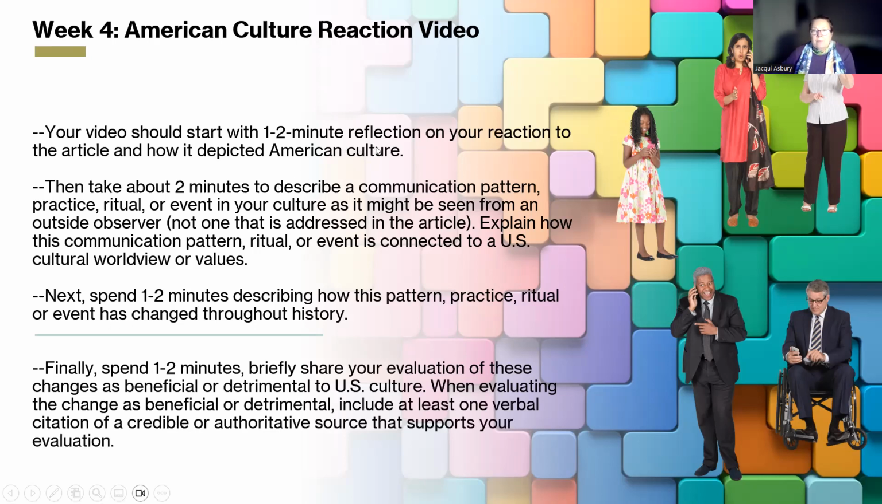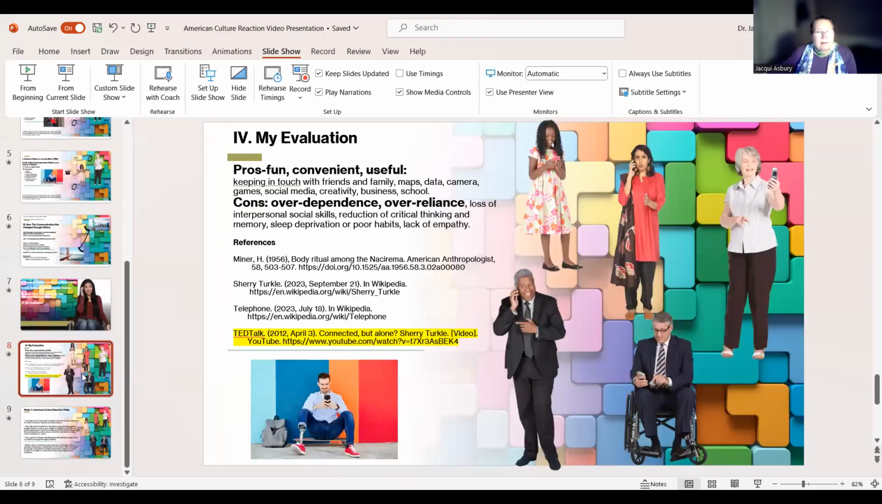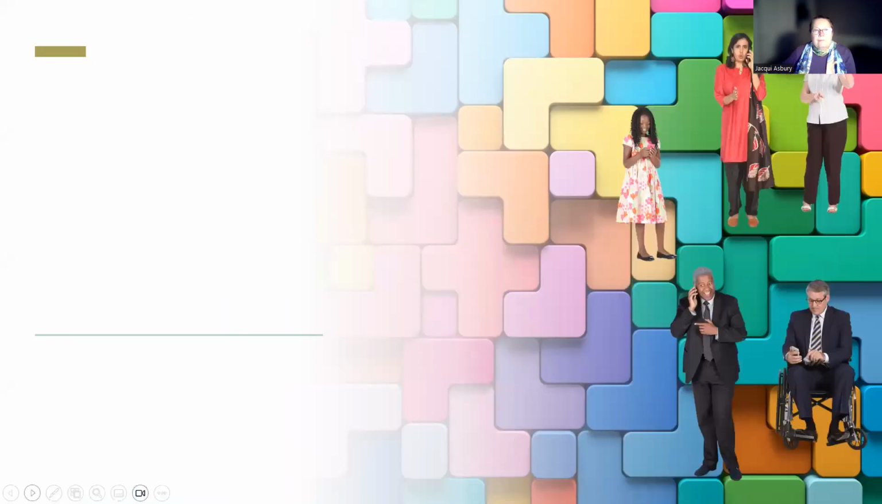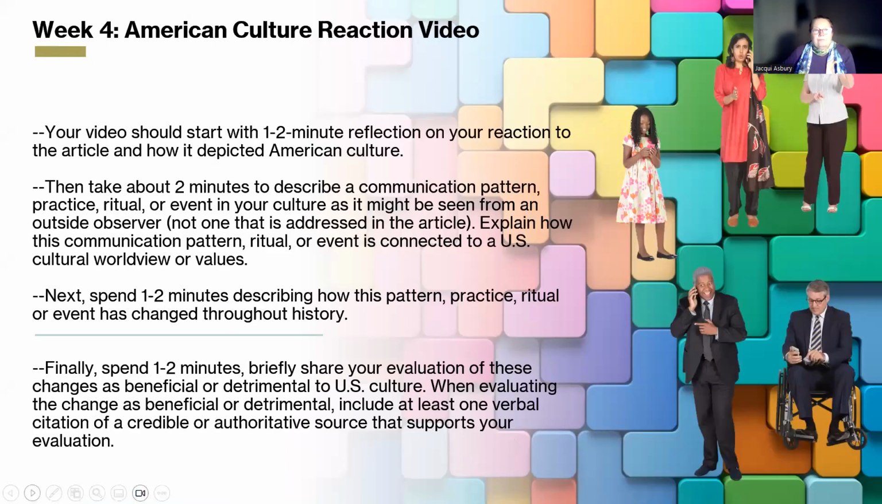The first minute is to talk about the Horace Miner essay, 2 minutes to talk as an outsider about a communication pattern, practice, ritual, or event in the U.S. culture as seen from an outsider.